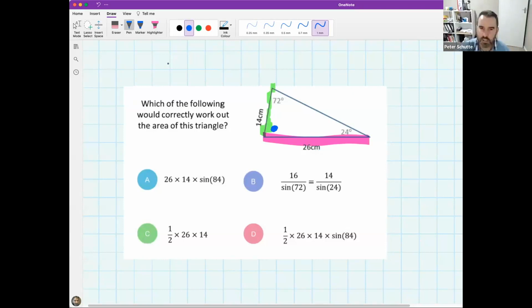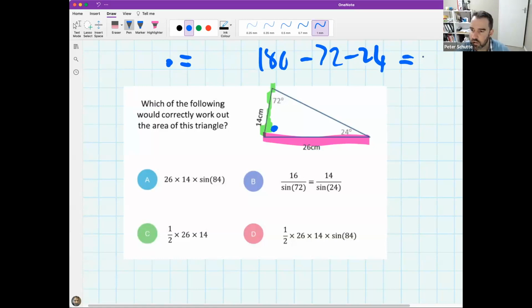Can anybody tell me what is the size of the blue dot angle? How would I do that? Let's go to Letty. I think I saw a hand go up there. Okay, so since it's a triangle, we're gonna say 180 minus 72 minus 24, and the answer is 84. Perfect. Thank you so much, Letty.